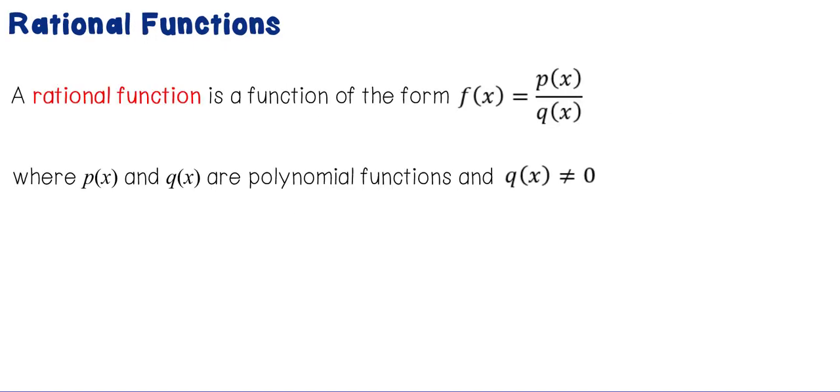So first off, understanding what a rational function is. A rational function is a function of the form f of x equals p of x divided by q of x, where p of x and q of x are polynomial functions and q of x on the denominator cannot equal 0. So we know that in a fraction, the denominator cannot be 0 or it is undefined.